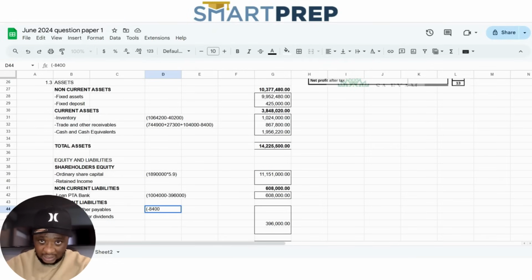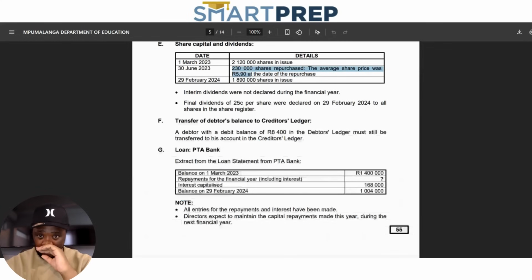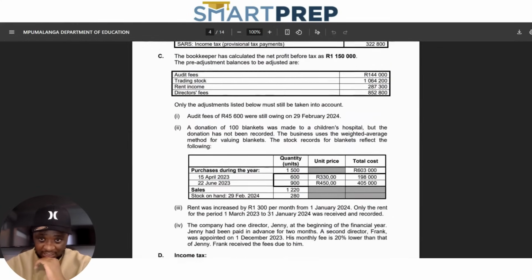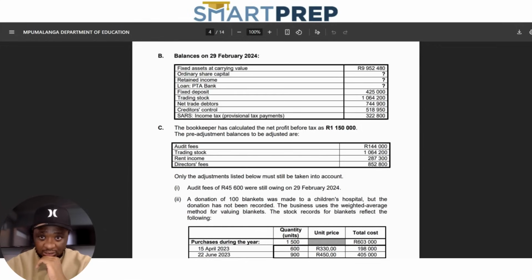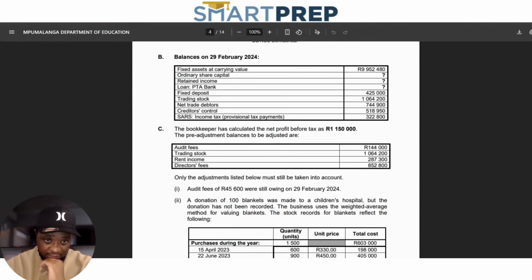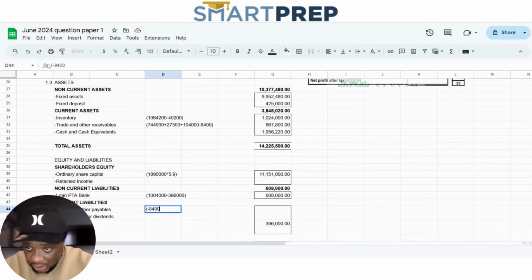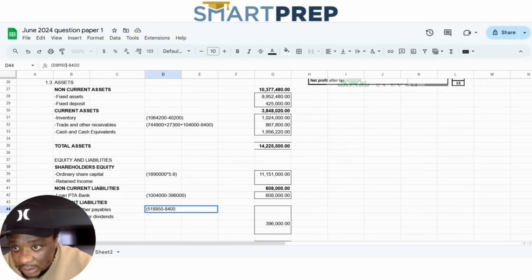Let's see then our creditors control balance that has been given. I think yes, it's given 518,950. So we're going to start off with the balance 518,950, and then obviously we subtract the 8,400, which I've already explained.